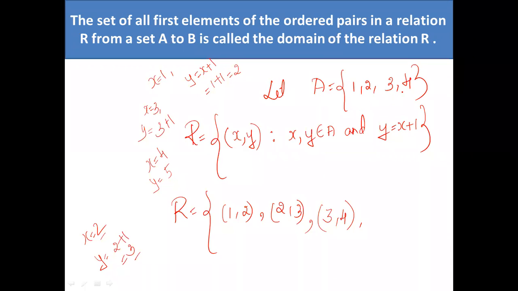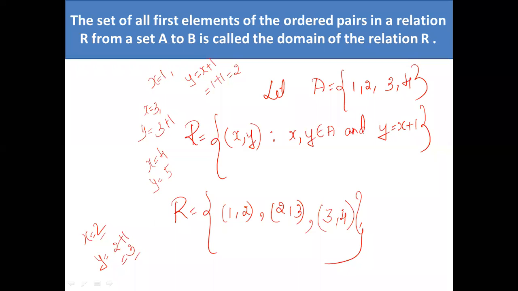5 is not in set A, so you cannot write (4, 5). So what are the elements in the relation? It is (1, 2), (2, 3). It's good Tasmia. It is (3, 4). Good Sharon, Purnima. Okay, so these are the elements in R.